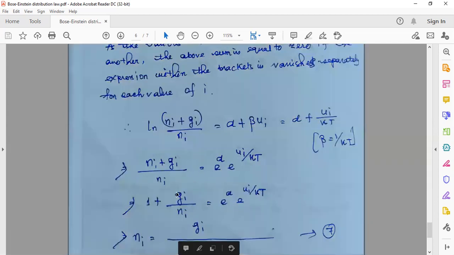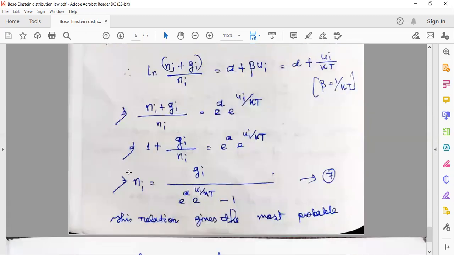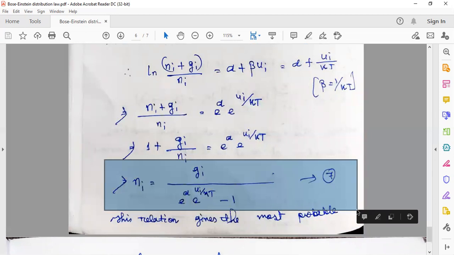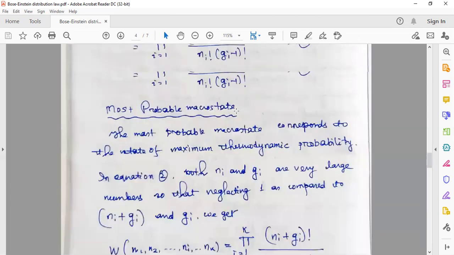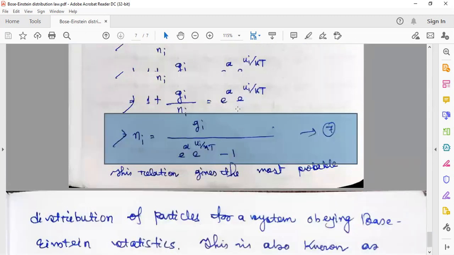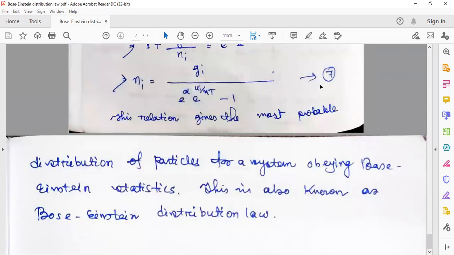Okay, so from here, what we have to find out is the value of ni. So 1 plus gi over ni equal to e to the power alpha e to the power ui over kT. So ni is given by ni equal to gi over e to the power alpha and then e to the power ui over kT minus 1. Okay. So far, whatever we have done, so many steps, all these things have been done only to find out this particular equation, which is given as equation number 7. So this is the Bose Einstein distribution law.